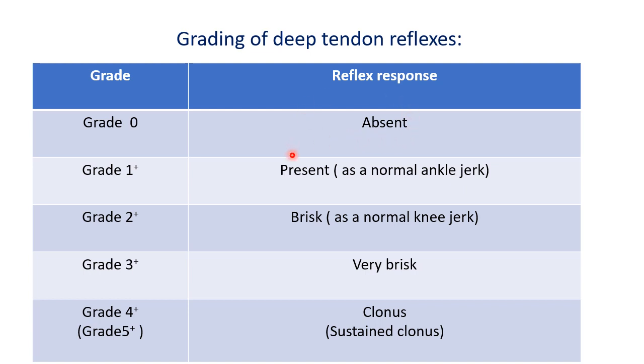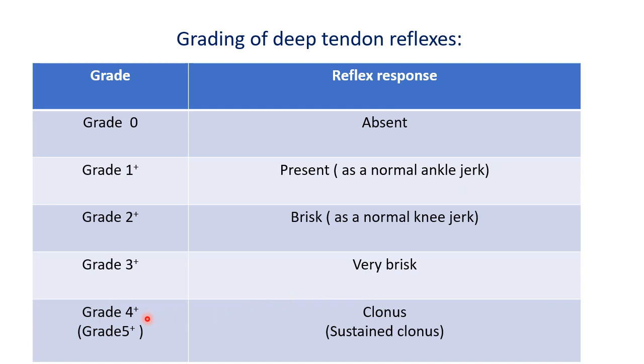Then if the response is present, like a normal ankle jerk, that is, the ankle jerk is normally elicited, and there are normal responses of all the reflexes in such a manner, we call it grade 1+. Then if the reflex response is brisk, like a normal knee jerk, because if you compare a normal knee jerk and a normal ankle jerk, the knee jerk is comparatively brisk. So grade 2 is when we say brisk, as in a normal knee jerk. It is also considered somewhat normal. Then when the response is very brisk, we call it grade 3+.